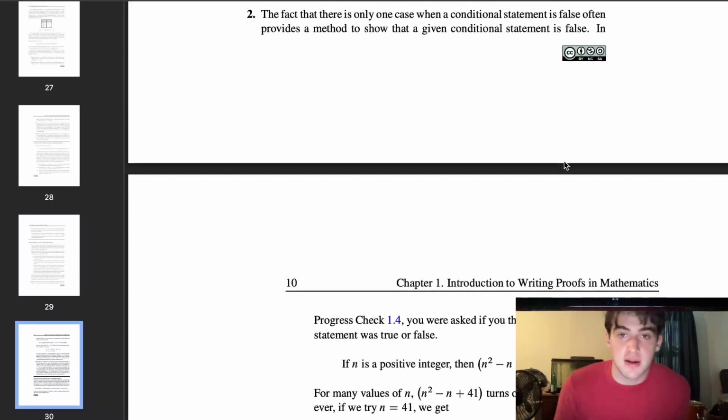The fact that there is only one case when a conditional statement is false often provides a method to show that a given conditional statement is false.